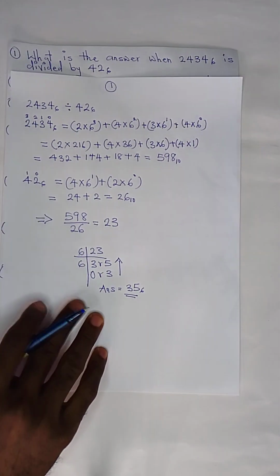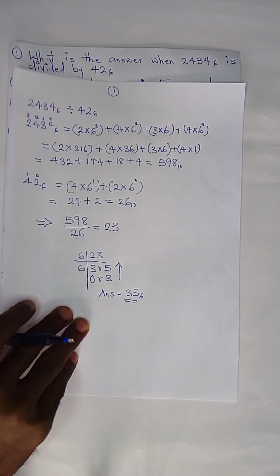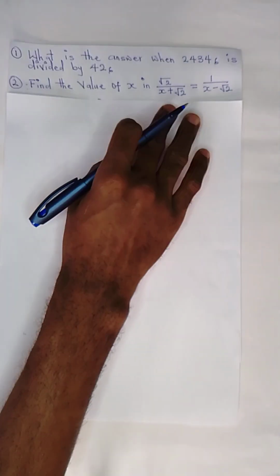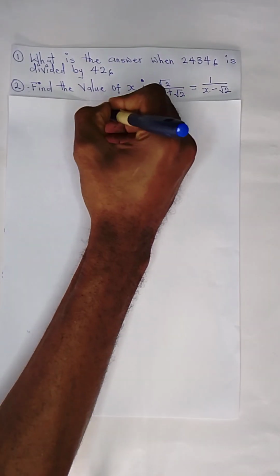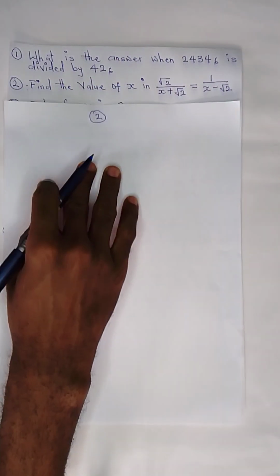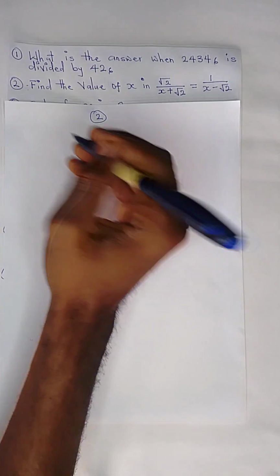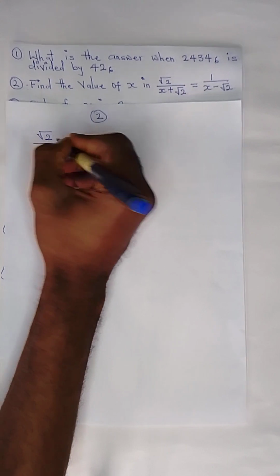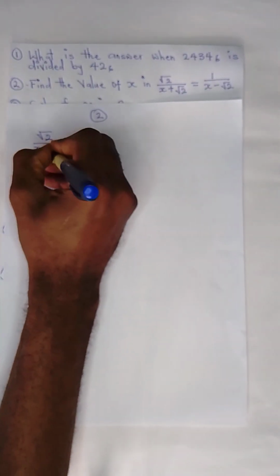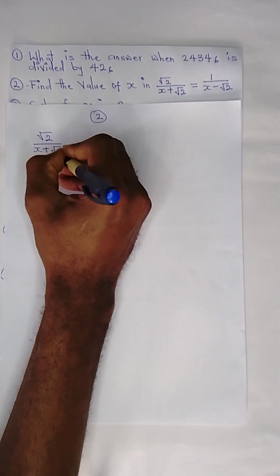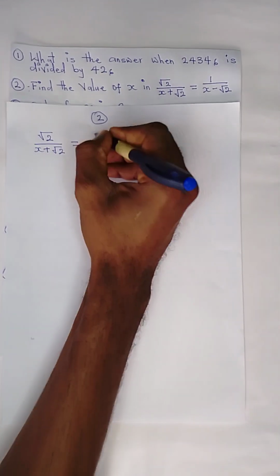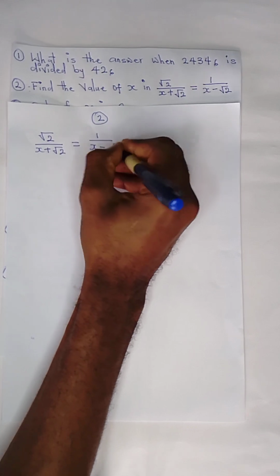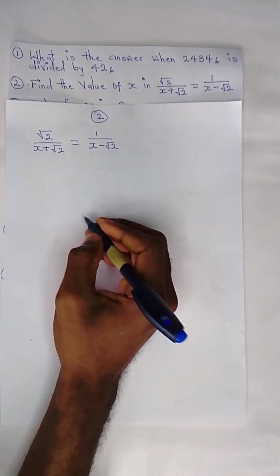So let us see question number 2. So I'm going to take this one off. So let's solve for question number 2. Question number 2 says find the value of x in root 2 all over x plus root 2 equal to 1 all over x minus root 2.